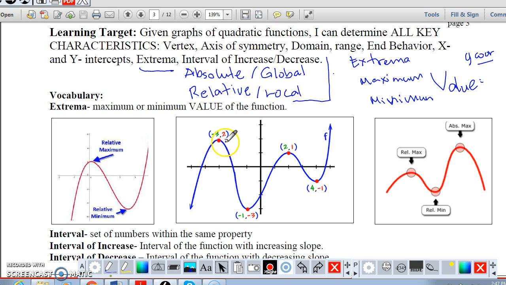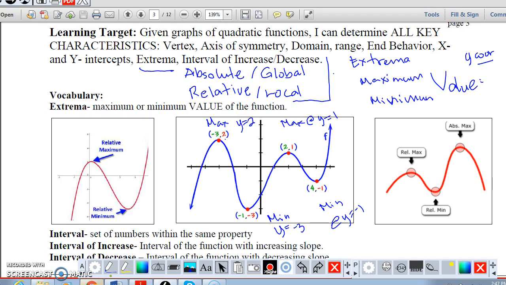When I ask you what is the extrema of this graph, your extrema will be a maximum at y equals 2, or a maximum at y equals 1 for this point. And another extrema would be this minimum, because that's a lower point: minimum at y equals -3 and minimum at y equals -1.